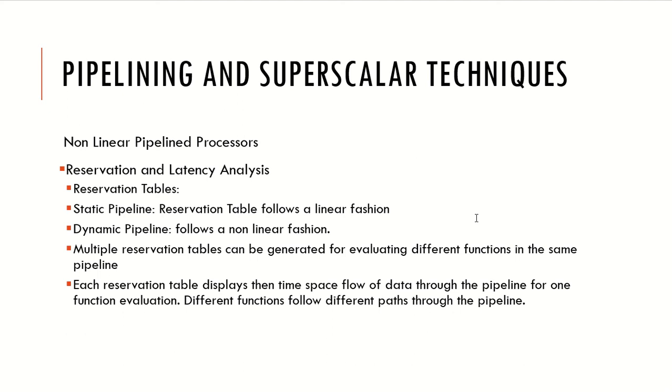So multiple reservation tables can be generated for evaluating various functions, and each reservation table will be displaying the time-space flow of the data through the pipeline for one function evaluation. So even if the pipeline is capable of supporting multiple functions, we are limiting to one function at a time and one reservation table per function. If different functions are there, they will have different paths through the pipeline.